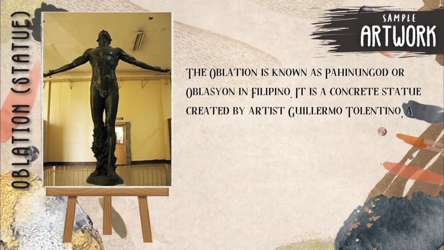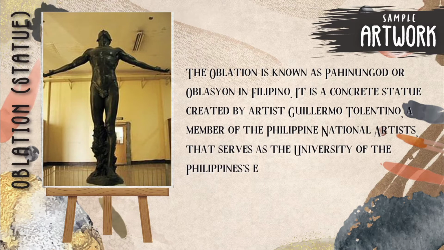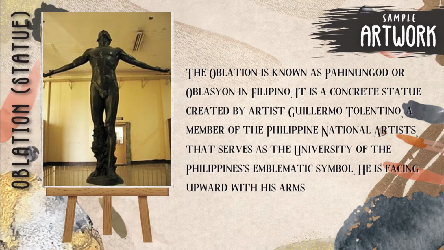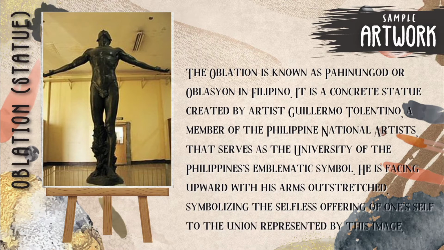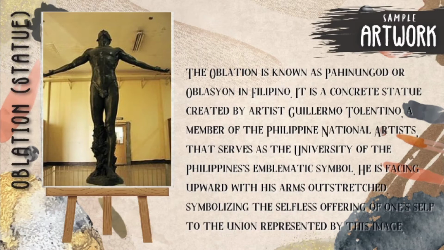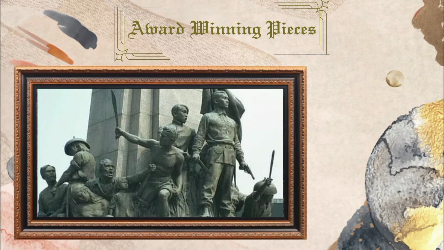It is a concrete statue created by artist Guillermo Tolentino, a member of the Philippines National Artists, that served as the University of the Philippines' emblematic symbol. He is facing upward with his arms outstretched, symbolizing the service offering of oneself to the union represented by this image. Let's now see the award-winning piece of Guillermo Tolentino.